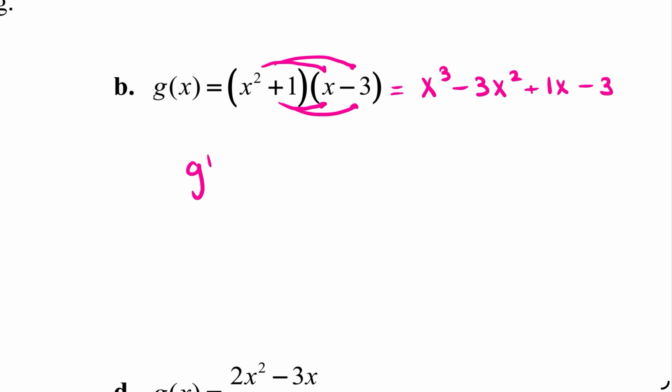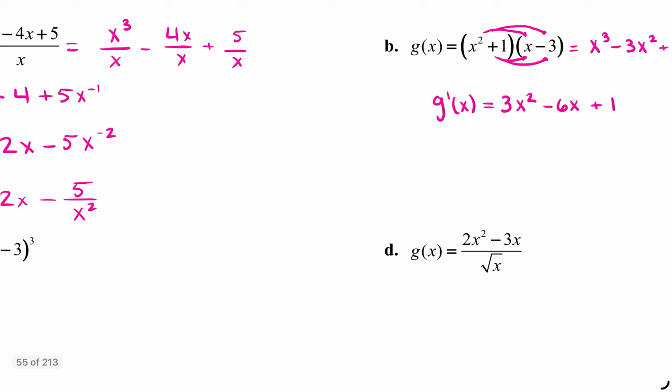And now that's a super simple power rule derivative, right? The derivative of x cubed is 3x squared. The derivative of negative 3x squared is negative 6x to the first. I could just write x though. The derivative of plus 1x is just plus 1. And then the derivative of negative 3 is 0, so we don't need to worry about writing that part.